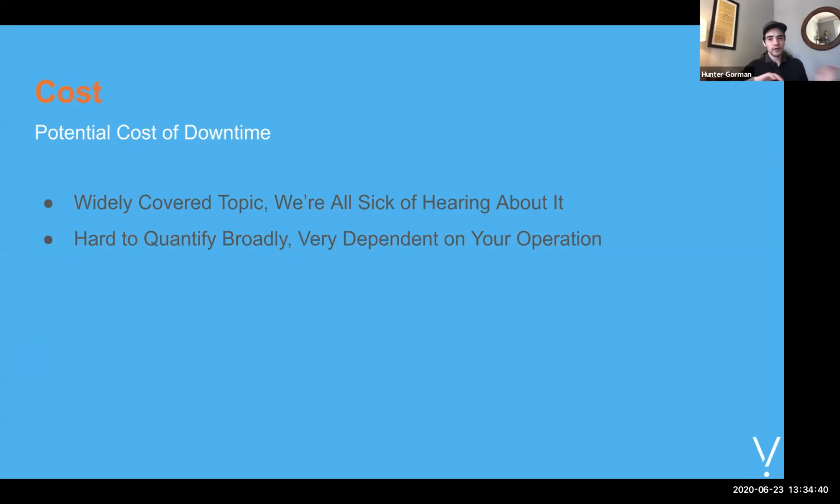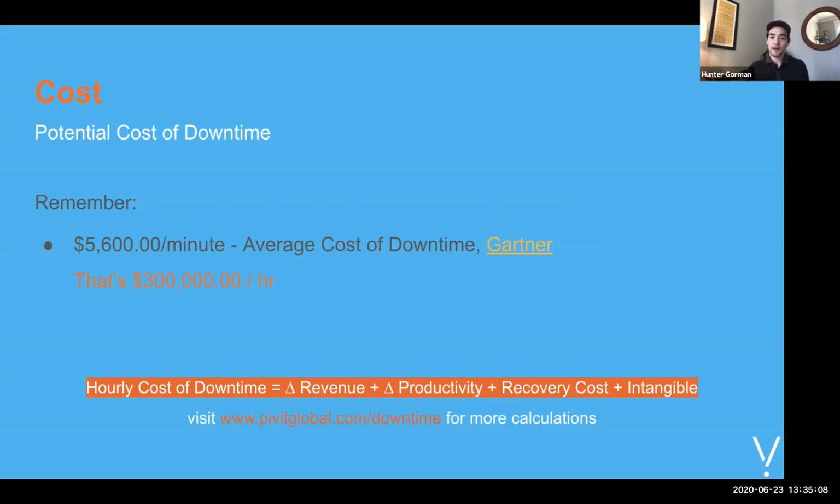And then, like I said, we're not going to spend too much time on the potential cost of downtime. There's so much research out there. There's so much opinion out there. And obviously, it's really hard to quantify broadly, as I put there on the screen. It's very dependent on your operation, how you've built up your network, how you've got things configured and set in your stack, if you're running redundancy, all of the things considered. It's a very messy topic, but it's a very, very important topic.